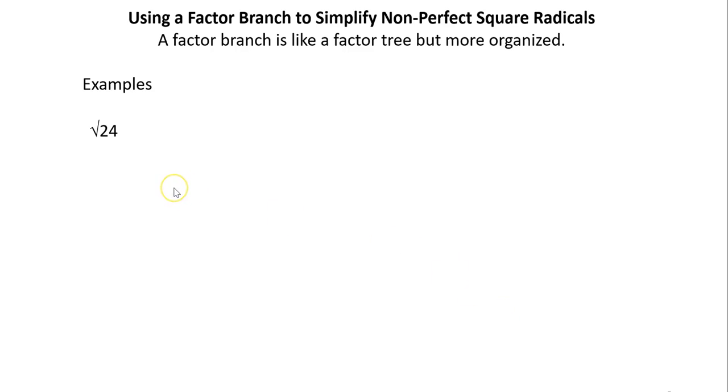All right, second way to do these is to use what I call a factor branch. I'm sure all you guys are familiar with factor trees, but I do a factor branch, and it's a little bit more organized. So check it out. First thing I'm going to do, I want to simplify the square root of 24. So I'm going to draw a line right here. I'm going to put 24 on the left. I'm going to put a division sign up over the top.